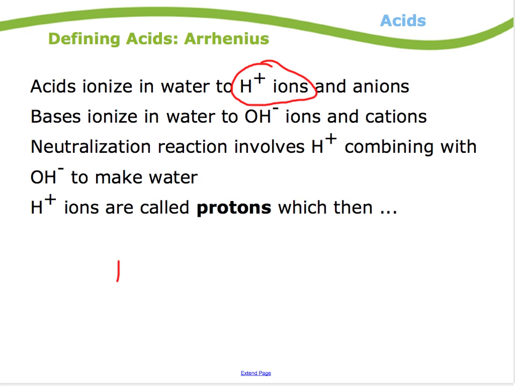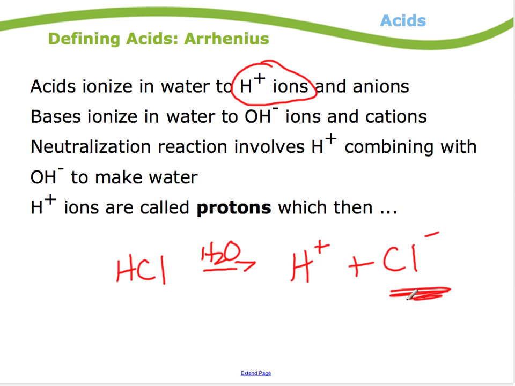So, for example, if I have hydrochloric acid, if I put that in water, it would produce a hydrogen ion, and it would produce the ion that goes along with that, the anion. So the chloride ion would be the anion.